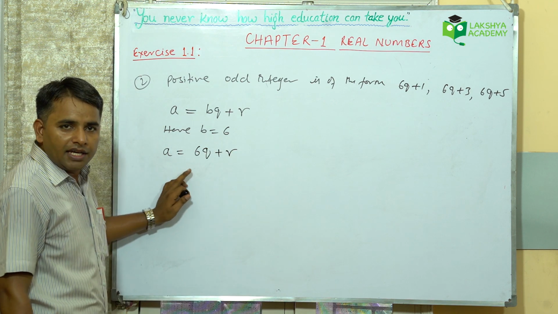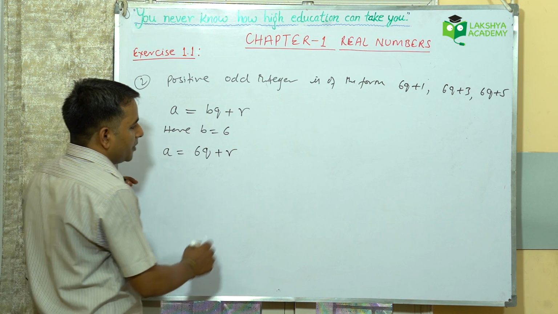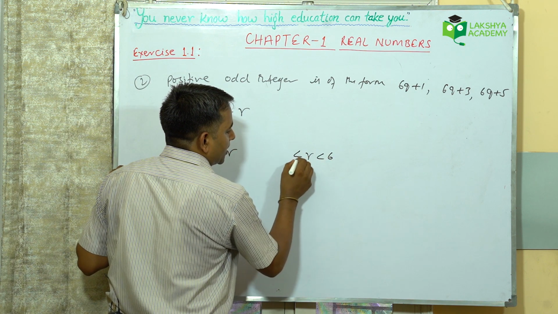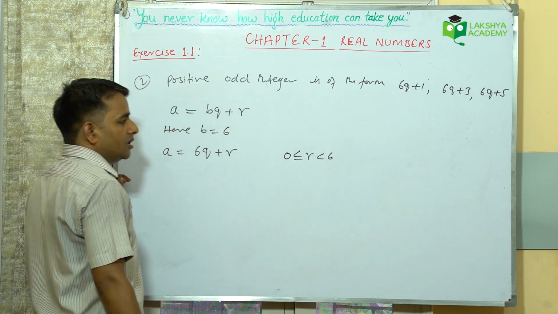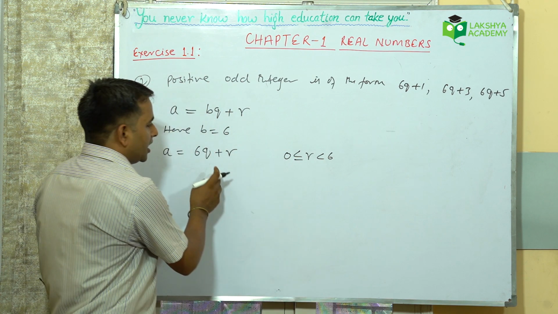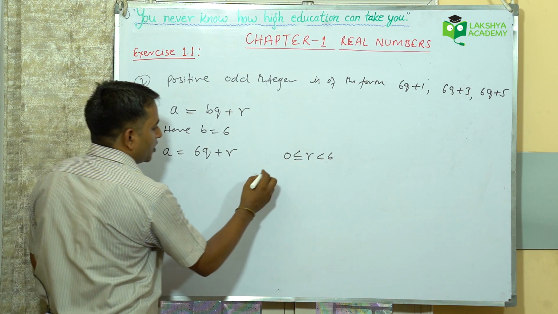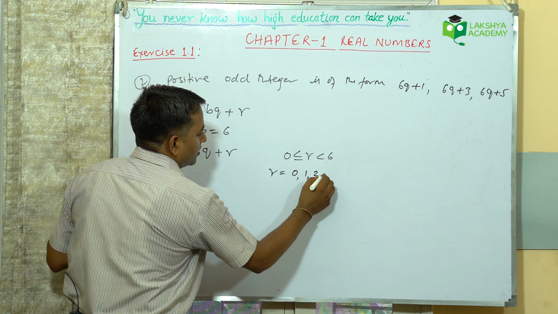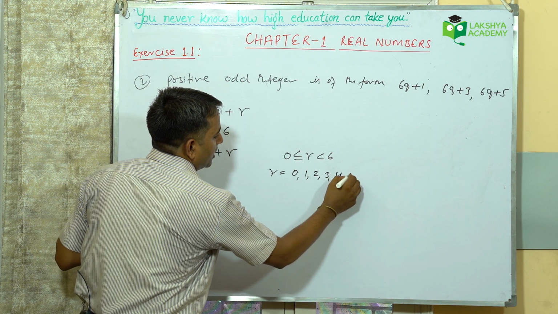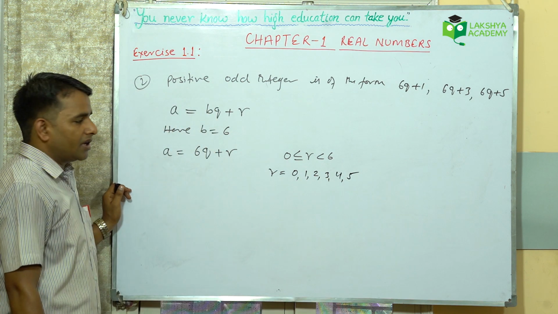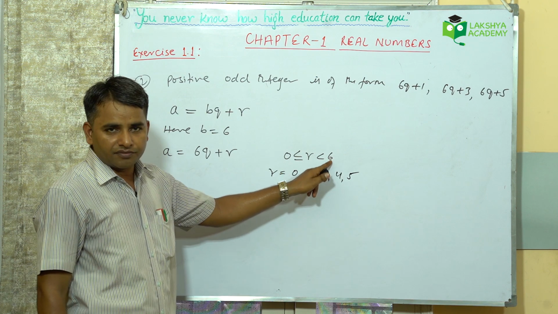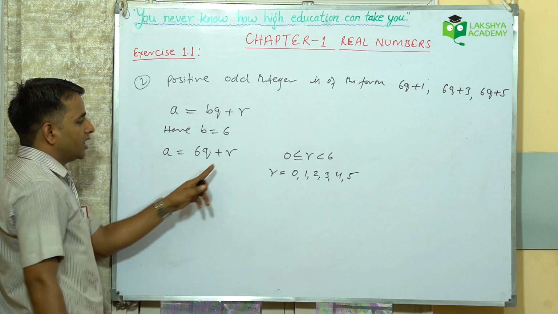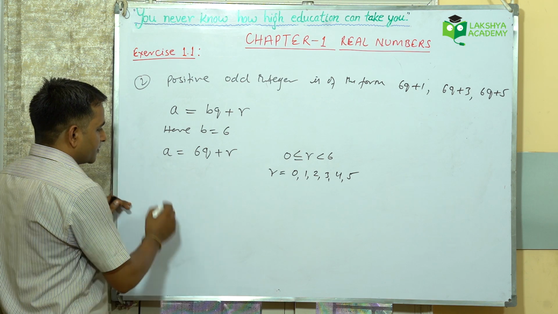So on dividing any number by 6, we get the remainder r less than 6 but greater than or equal to 0. Means the possible remainders on dividing any number by 6 would be r equals 0, 1, 2, 3, 4 and 5. So the remainder will always be lesser than the divisor. Divisor is 6. Now we will substitute the different values of r and we will get these expressions.